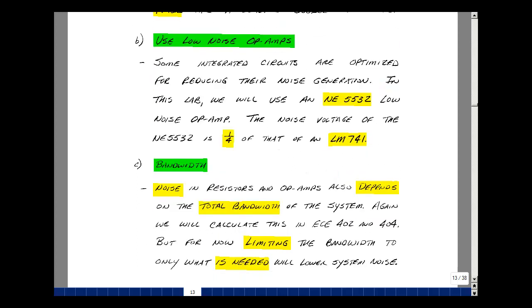Another thing that contributes to noise is the overall bandwidth of your system. Again, we'll learn how to do calculations in ECE 402 and 404, but for right now, the simple idea of just simply limiting the bandwidth of your circuit to the audio band will minimize the overall noise that you hear.